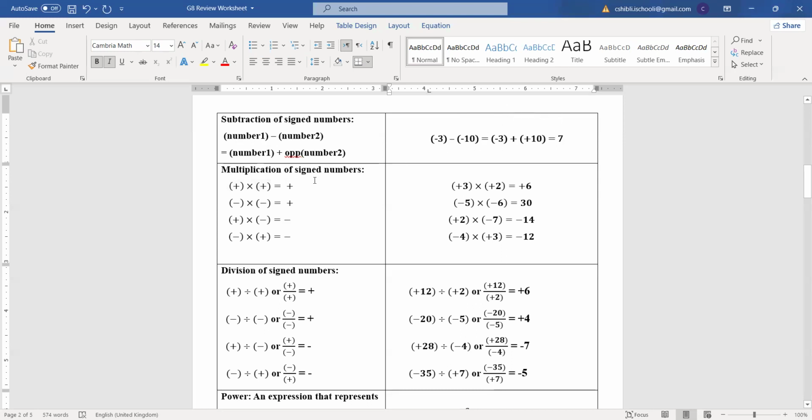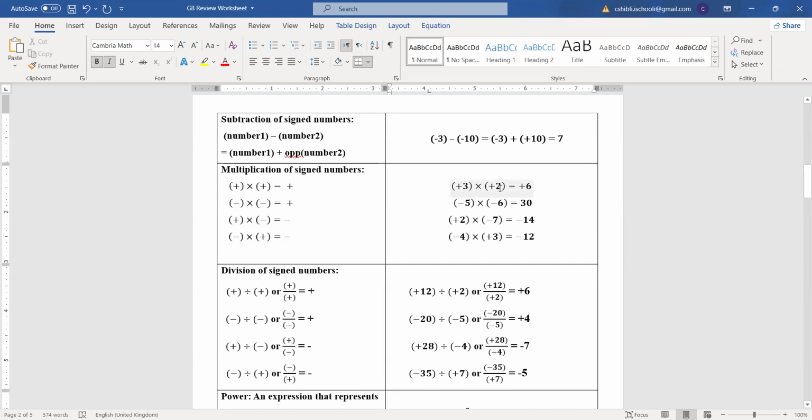Now, multiplication of signed numbers. When you are multiplying two signed numbers, this means number 1 times number 2. Number 1 has a sign and number 2 has a sign. A positive number times a positive number is always positive. A negative times a negative is positive. So if you are multiplying same signs, always your answer will be positive. If you are multiplying different signs, your answer will be negative. Of course, after multiplying the signs, you multiply the numbers.